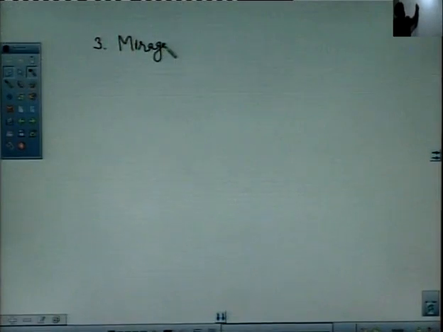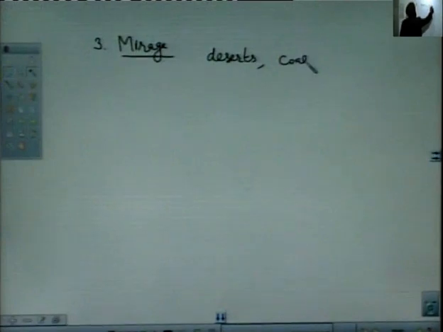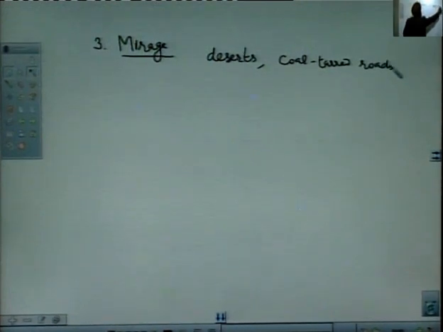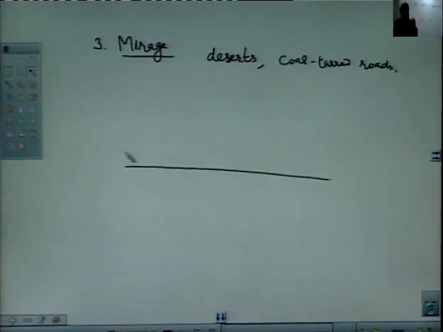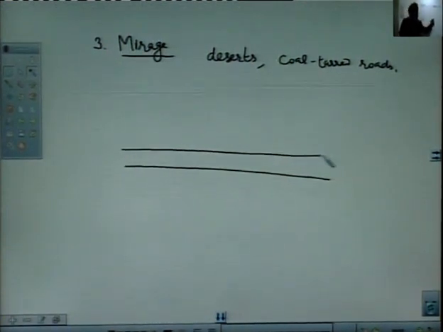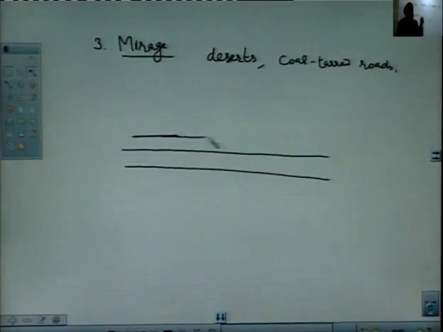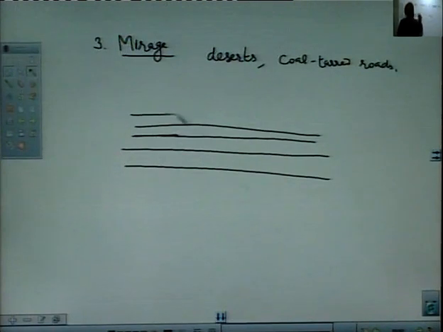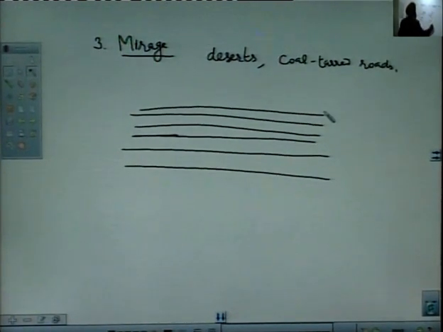Another important application is mirage, which is seen in deserts, and on coal tarred roads. When due to heat of the sun in the deserts, we have different layers. As we go with height, mu becomes more.